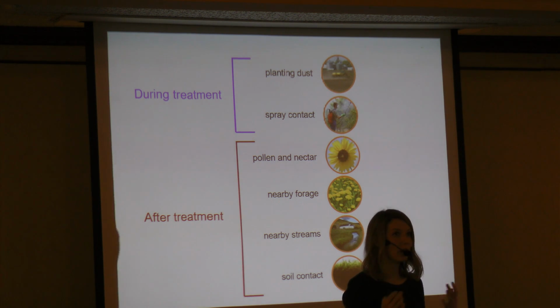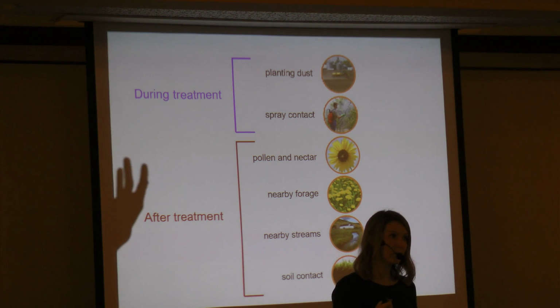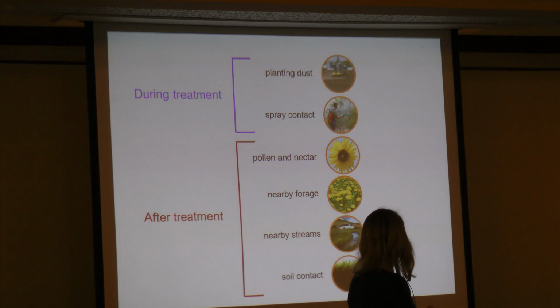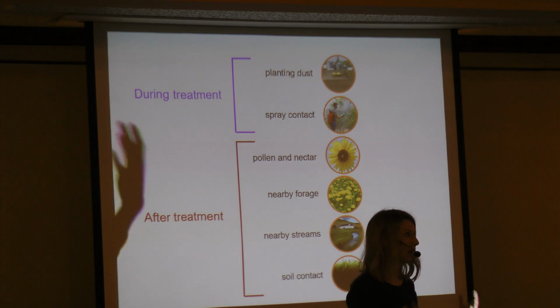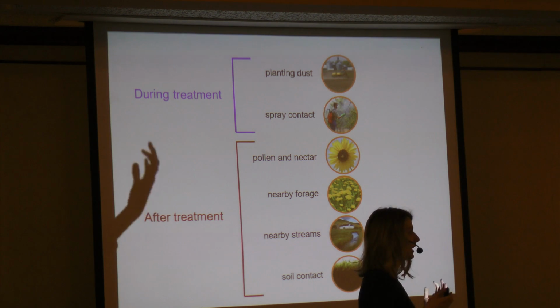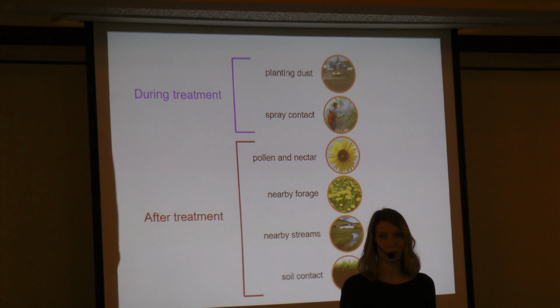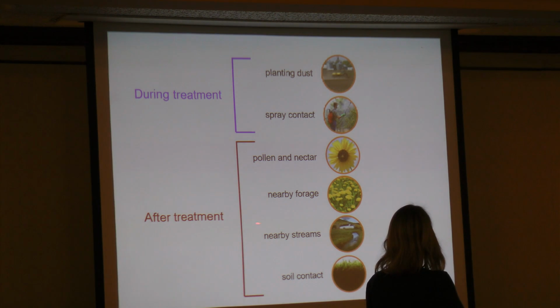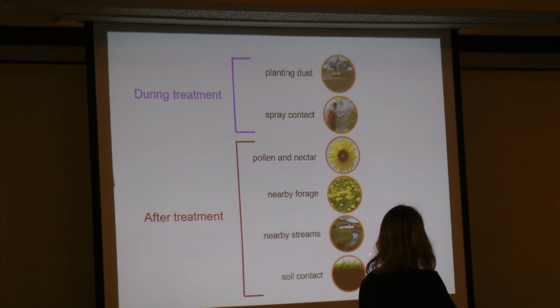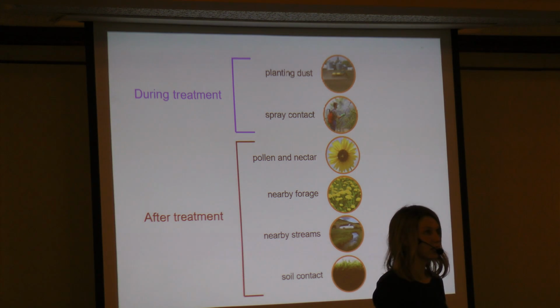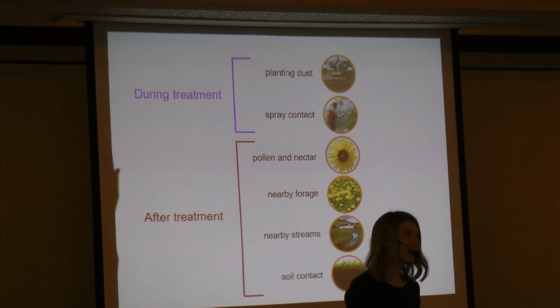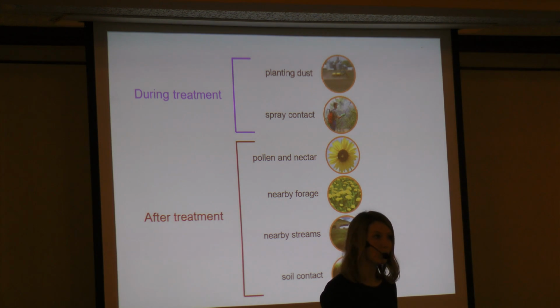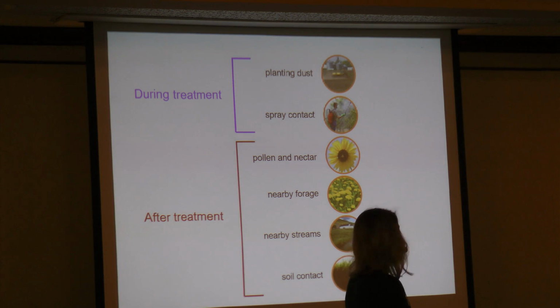And this can be on the crops that you're applying it to, or the flowers you're applying it to, or it can also occur through nearby forage, things like weeds or any flowers that are around that you didn't intentionally apply pesticides to, but they still get on these flowers. Other routes that are not so well understood is from nearby streams and soil contact. So there's some pesticides, like neonicotinoids, which can readily leach into the soil, and they're very water soluble, and they can go into the waterways.